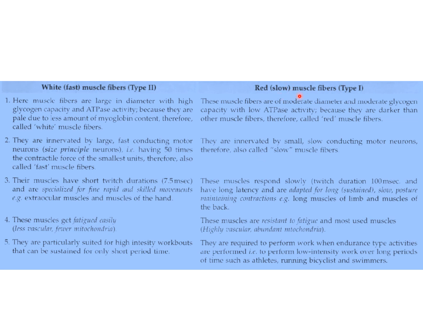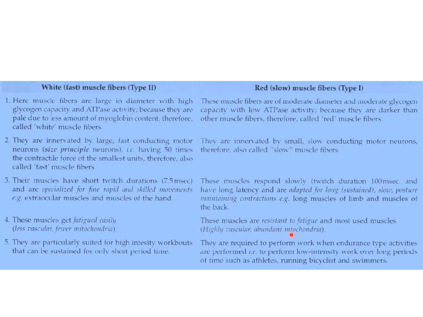Now about the red muscle fibers, or slow muscle fibers, or type 1. These muscle fibers are of moderate diameter and moderate glycogen capacity with low ATPase activity. They are darker than other muscle fibers, therefore known as red muscle fibers. They are innervated by small, slow-conducting motor neurons, therefore known as slow muscle fibers. These muscles respond slowly, with a twitch duration of about 100 milliseconds and a long latency, and are adapted for long, slow, posture-maintaining contraction, for example the long muscles of the limb and muscles of the back.